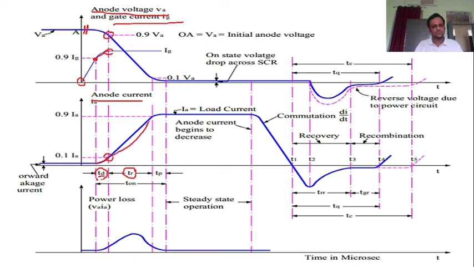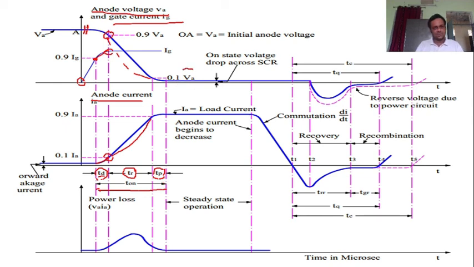This time from here to here or from here to here. 10% of the VA to the final value of VA, or forward on state voltage drop, or 90% of the anode current to the final value of the anode current, this is called the peak time. So considering these three all, we have the T on. This is your T on. So T on is equal to T delay plus T rise plus T peak.